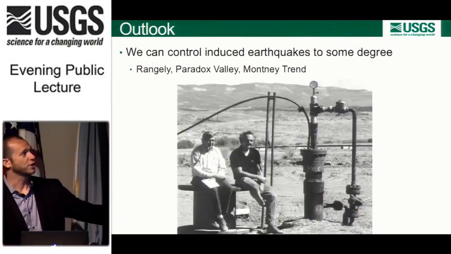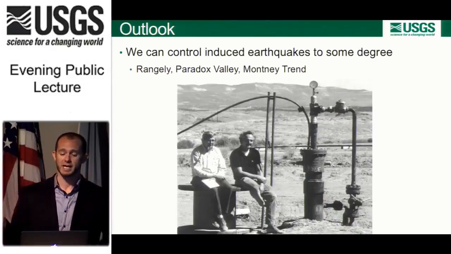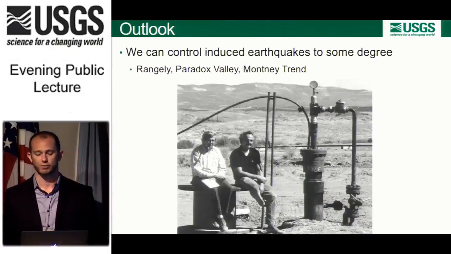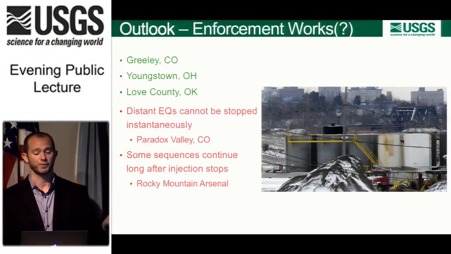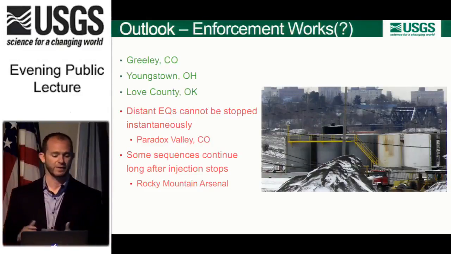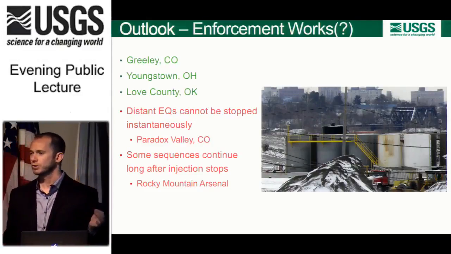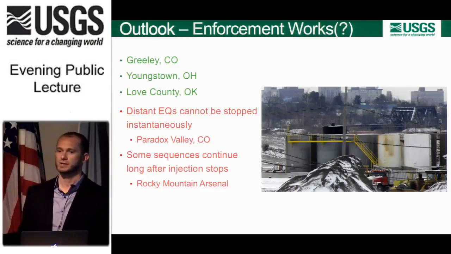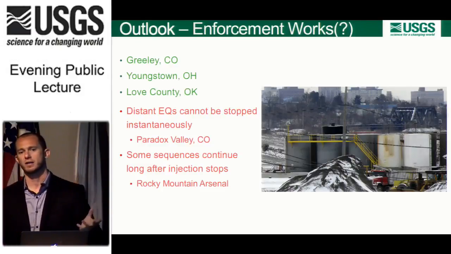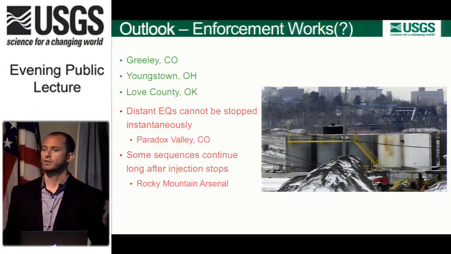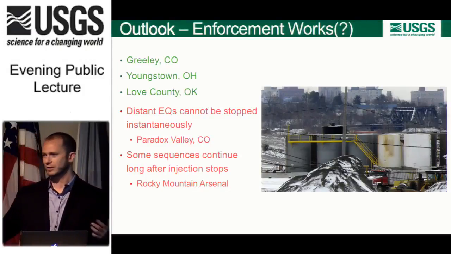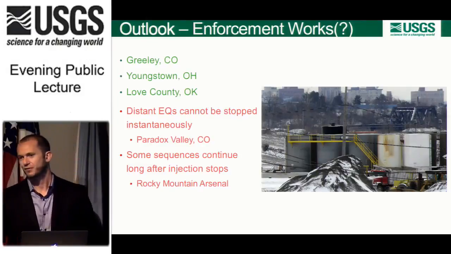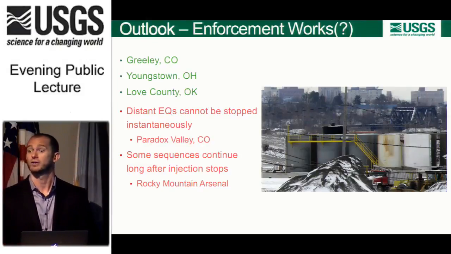I think these gentlemen with John Bredehoft really showed us that we can control induced earthquakes to some degree by affecting the fluid pressures that we're looking at. And there have been regulatory successes in a number of different locations in Greeley, Youngstown, and Love County. But we've also learned that distant earthquakes can't be stopped instantaneously. There's an area called Paradox Valley in southern Colorado where we're seeing earthquakes over 10 or 15 miles away from the injection. So if you suddenly stop the injection, the earthquakes 10 or 15 miles away are not going to hear of that for years.